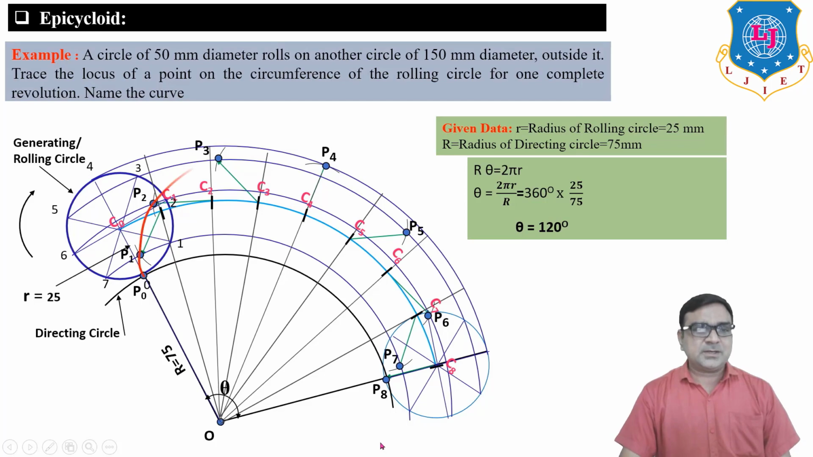So trace all the points passing from P0, P1, P2, P3, P4, P5, P6, P7, and P8 and trace the curve. This is known as epicycloid curve.